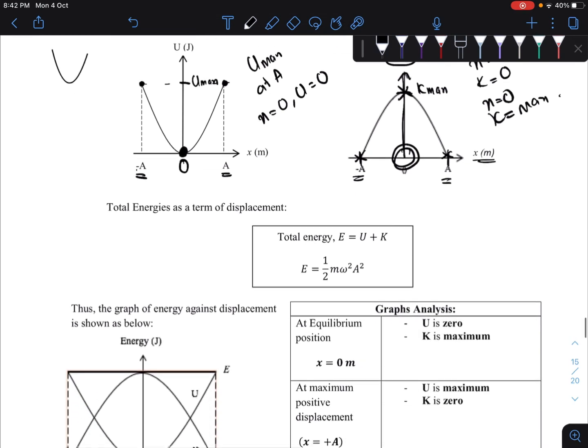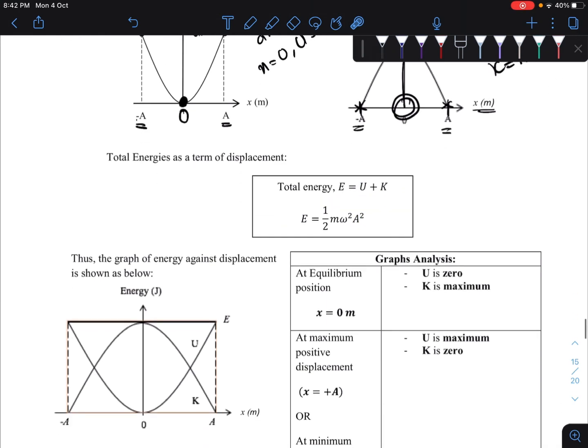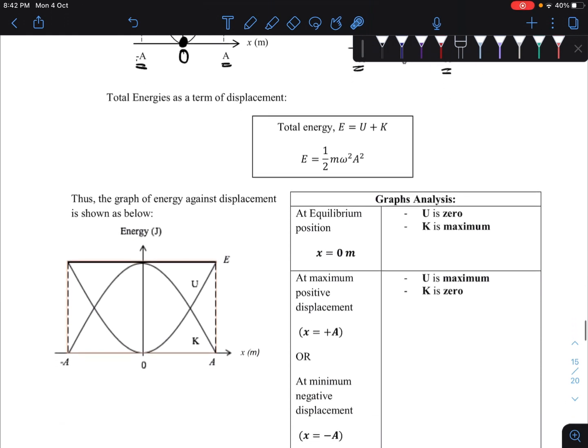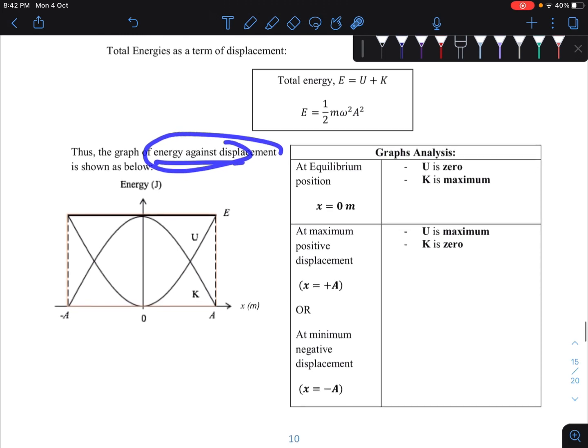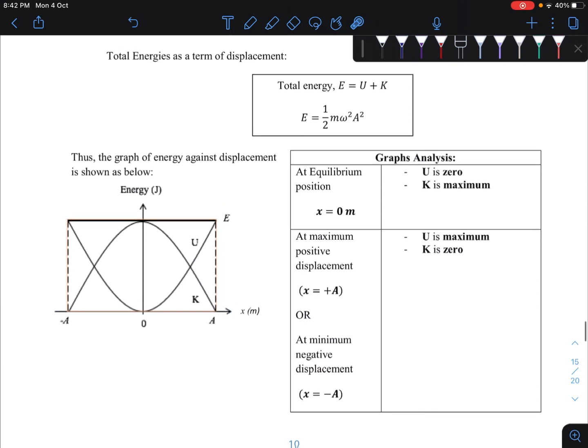Okay. So, total energy kita dah tahu adalah E is equals to U plus K. This is the total energy and this is the equation. Ini kita dah tengok dalam subtopic 9.1. So, to get a graph of energy versus displacement, iaitu total energy, sekarang paksi Y kita akan jadi total energy. Paksi X kita akan jadi displacement here.